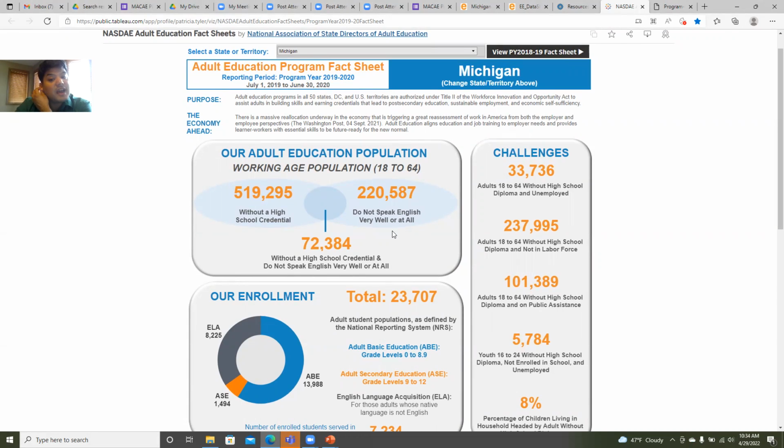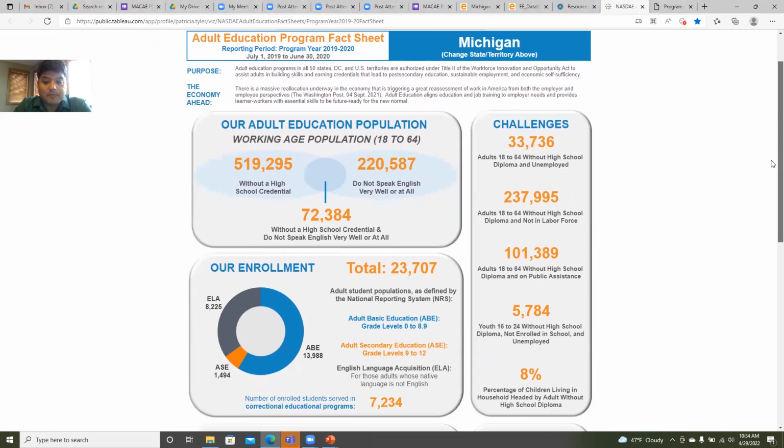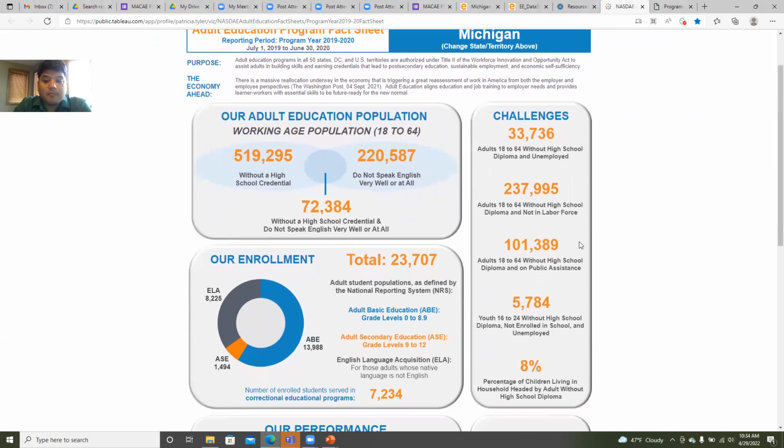So they actually identify 220,000 adults in our state who do not speak English very well or at all. The NASDAQ information is updated because it's based on the latest 2020 census information, and so that COAB data kind of needs to keep track with that.